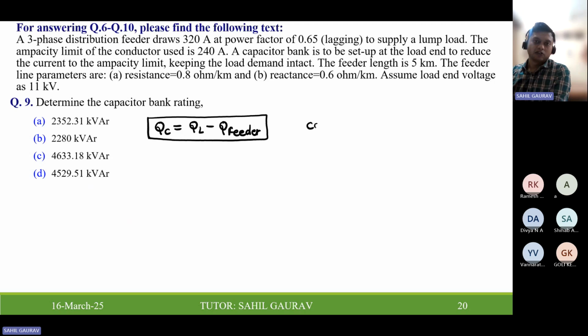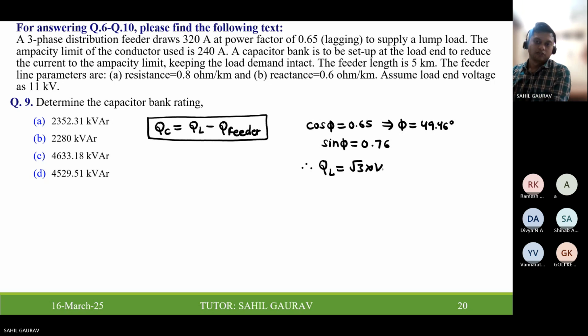So we know that initial cos phi is 0.65, and from here phi will come as 49.46 degree. So this will provide sin phi. So sin phi will come as 0.76. Therefore, this QL is root 3 into VL into IL into sin phi.